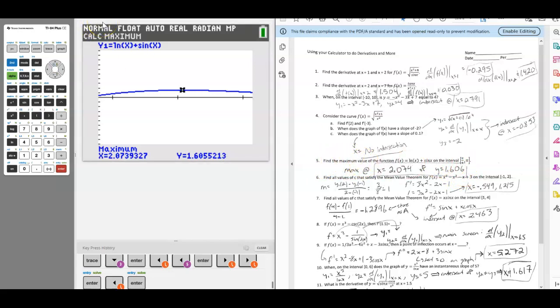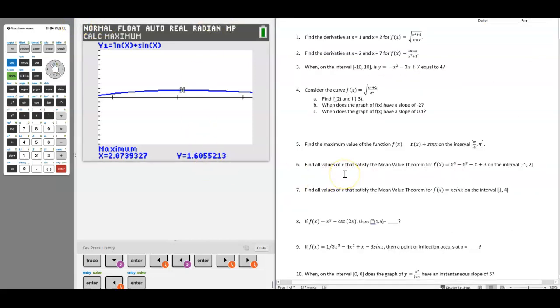All right, let's do question 6. All right, so I want to find the value of c for the mean value theorem for this thing right here.